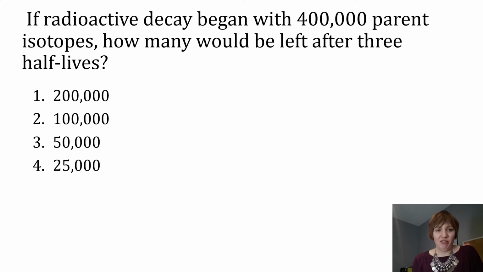All right, if radioactive decay began with 400,000 parent isotopes, how many would be left after 3 half-lives? If you selected 50,000, great job. So after the first half-life, you'd have 200,000. Second half-life, 100,000. Third half-life, 50,000.